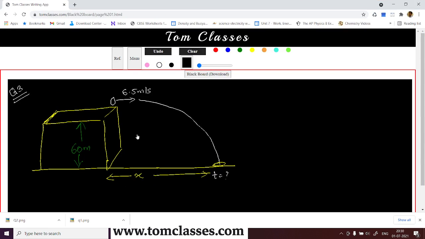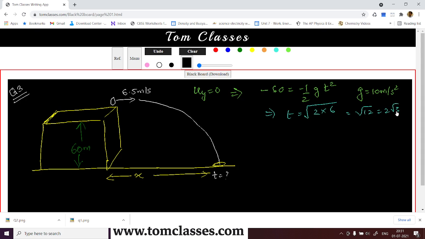Now this is 60-meter height, so uy is equal to 0. That's what we know. Since uy is 0, minus 60 is nothing but minus half g t square. That will directly give us the time. If I take g equal to 10 meter per second square, the time is the square root of 2 into 6, so square root of 12, so this is 2 root 3 seconds. That is approximately 3.4 seconds.